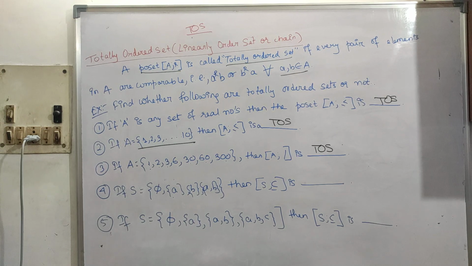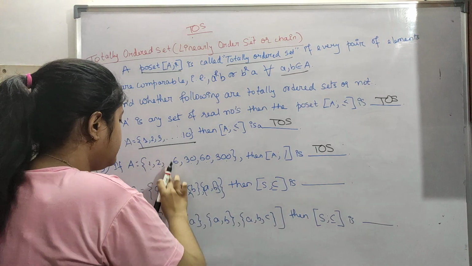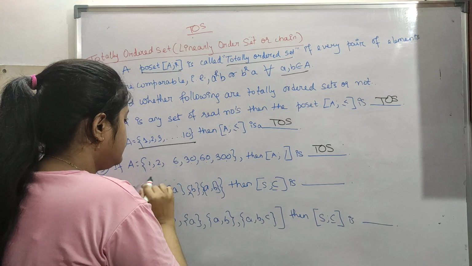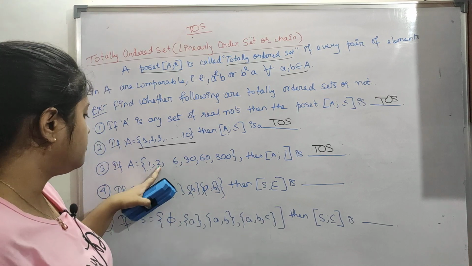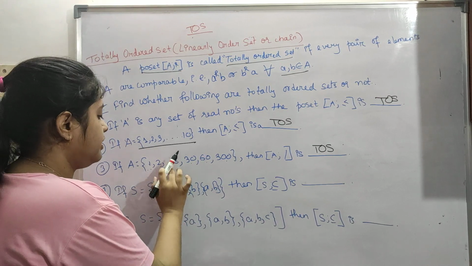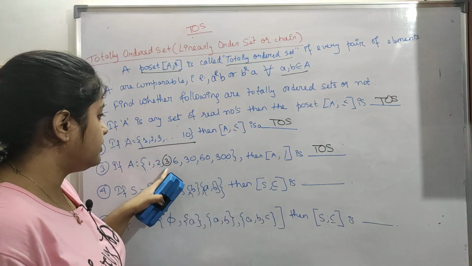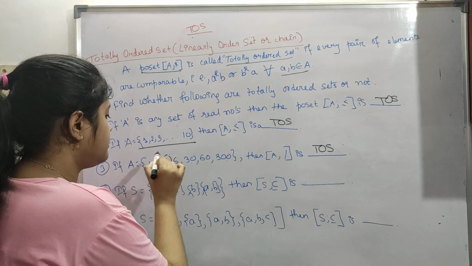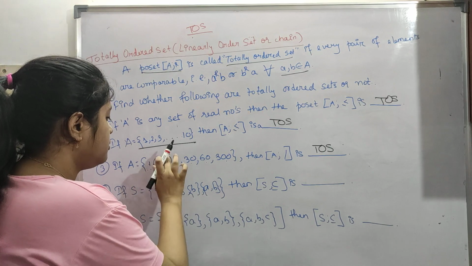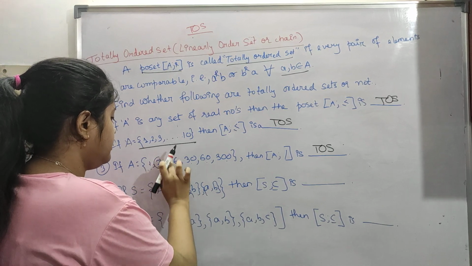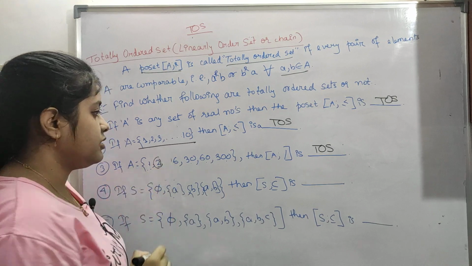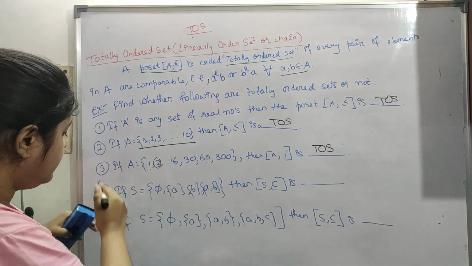So this 3 is not present. I was thinking that 3 is not present. So 6 can be divided by 1 and 2, and 2 can be divided by 1. 3 cannot be present, because if 3 would have been present, then it would not have been a TOS, because 3 is not divisible by 2. That's why 3 is discarded, and this is our example. So this is a TOS. Now let's see next.